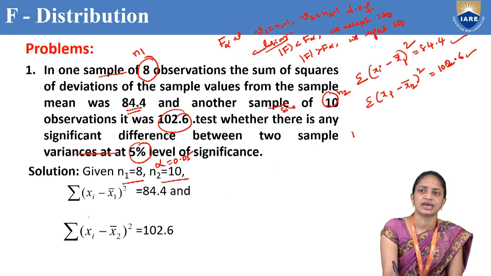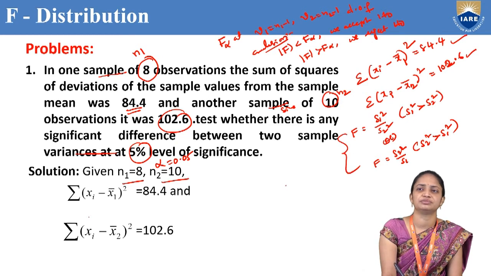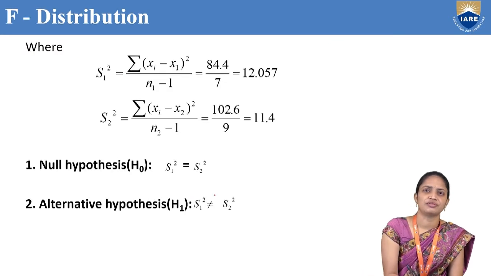We have to use either F equal to s1 square by s2 square, if s1 square is greater than s2 square. Whichever is greater, we have to write that in the numerator. Otherwise we can use s2 square by s1 square if s2 square is greater than s1 square. So we have to use this method, and this is for sample variances.